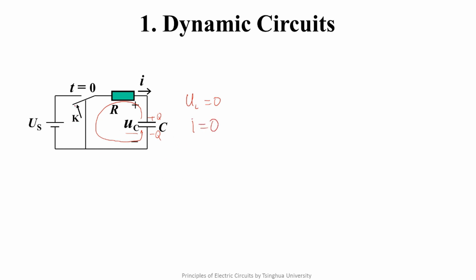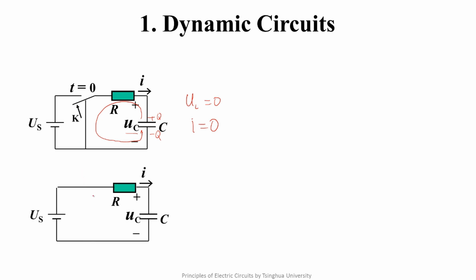Suppose the switch is closed upward at time 0. The circuit becomes such a situation. We assume that the circuit has entered another steady state after a long time. According to the knowledge in lecture 46, we know that the capacitor is an open circuit for DC voltage, that is, UC is equal to US after the switch being closed for a long time. Of course, I is equal to 0 after UC is equal to US.